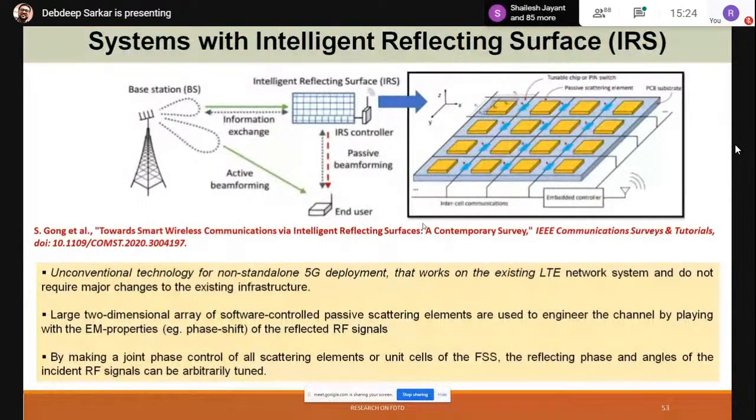But what I would like to finally point out is this intelligent reflecting surface concept, where we can use a metasurface with reconfigurable unit cells to change the reflection coefficient and the scattering coefficient. All these things we can now have control over. So when we have that, we can go towards smart wireless communication. This is another paper I would like to bring to your attention, smart wireless communication by IRS, and it is coming out this year in the IEEE Communications Surveys and Tutorials.